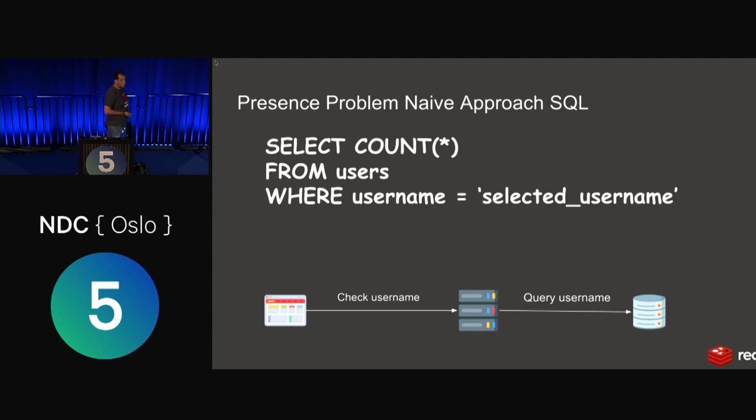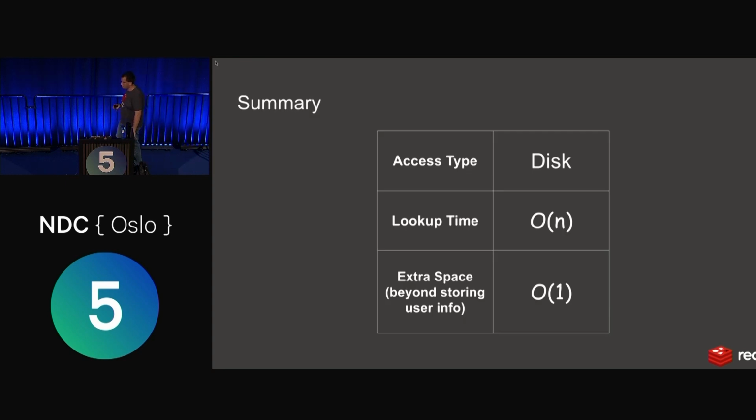Now, this is not really an issue if you have a relatively small set of users, but when you blow up to very large sets, when you're interacting with very large sets, it becomes kind of problematic. Let's look at the access type and the time complexities of this operation real quick.